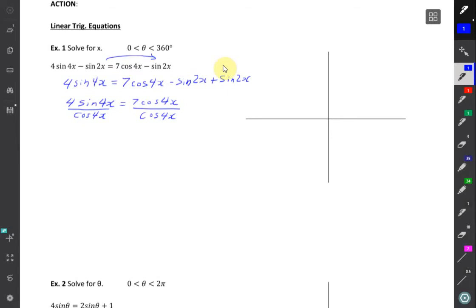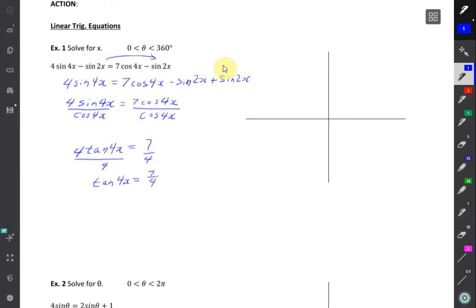That now leaves me with 4 tan 4x is equal to 7. I want to get the tan 4x by itself, so now I'm going to divide both sides by 4. And I'm left with tan of 4x is equal to 7 over 4.